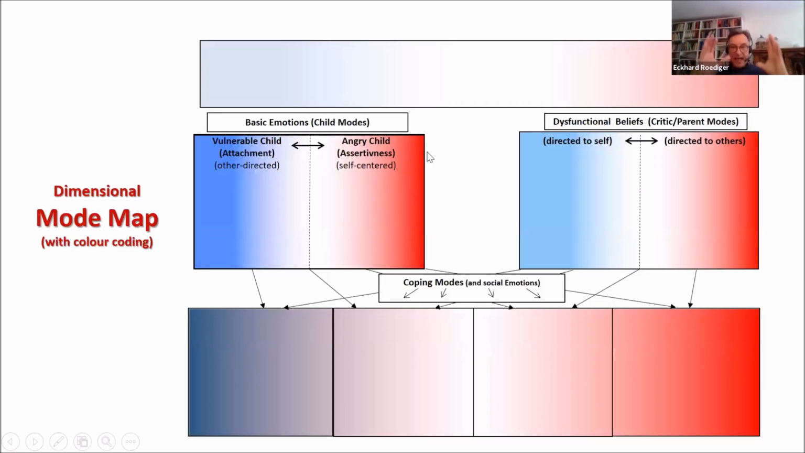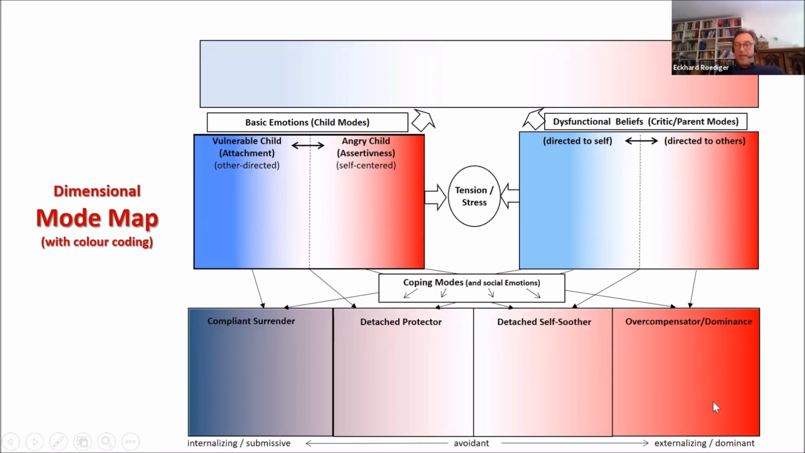If you go to the clash card, to the mode map, you'll have the two poles here in terms of the vulnerable side. When fear comes up, when attachment needs are frustrated, you have the angry child reaction following assertiveness frustrations, and you can point out the shift from primary fear to secondary anger. And you have the spectrum of the 4 coping modes, with the dominant first line reaction, the compliant surrender first line reaction, the secondary overcompensation, the detached self-soother, the detached protector, as the 4 ideal typical reactions you see in the video.